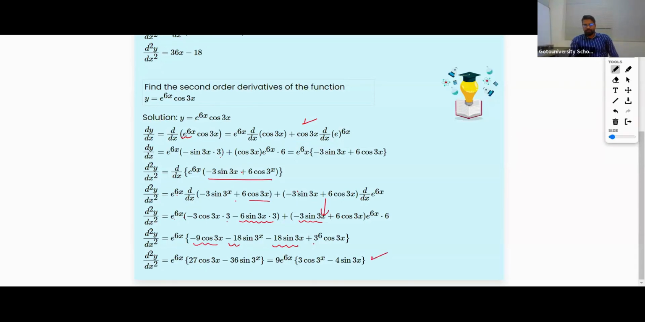So let us look into some examples better and we will solve it ourselves, right?